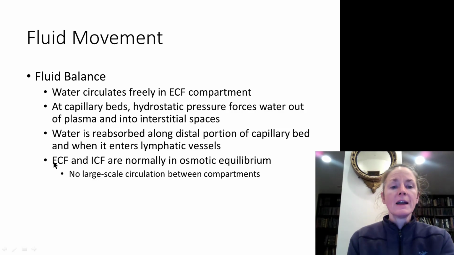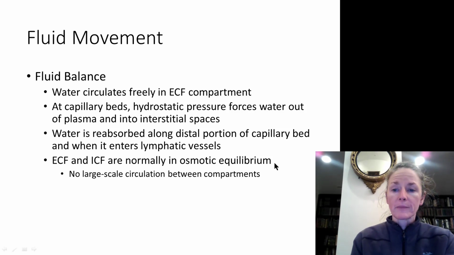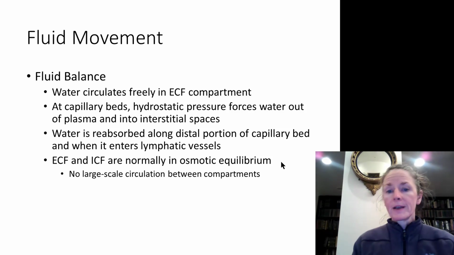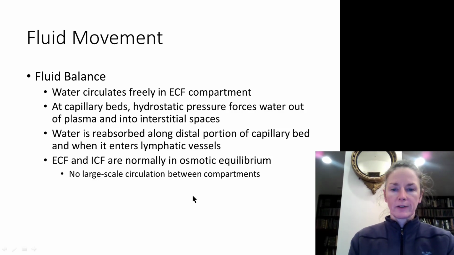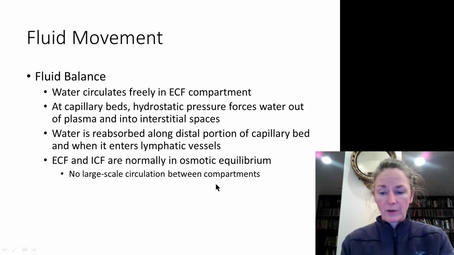So as we say, the extracellular and intracellular fluids are in osmotic equilibrium. And when things start to differ between them, then we have to have some kind of mechanism to return them to homeostasis. So we should not have any super large scale circulation between the components.